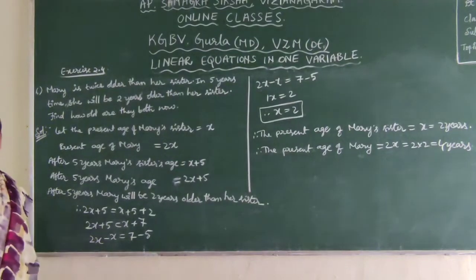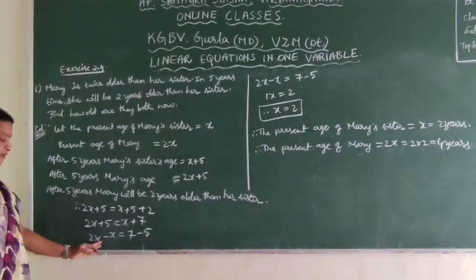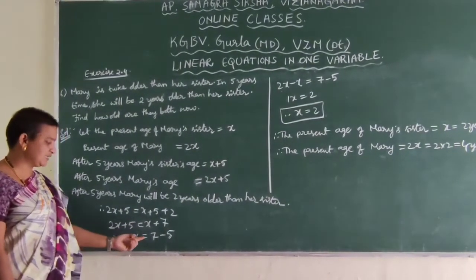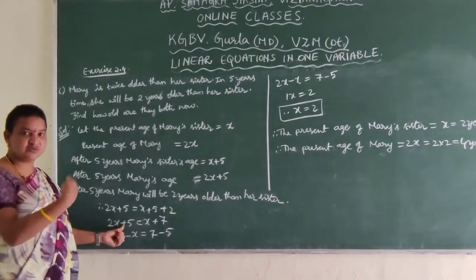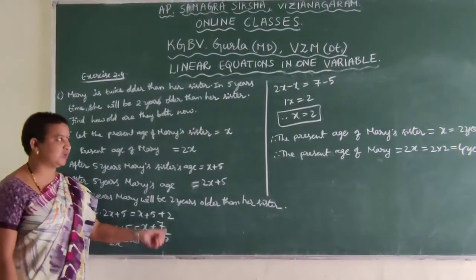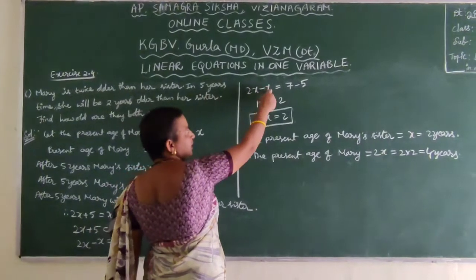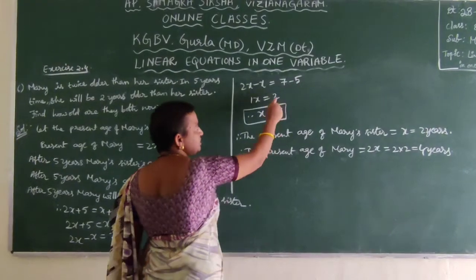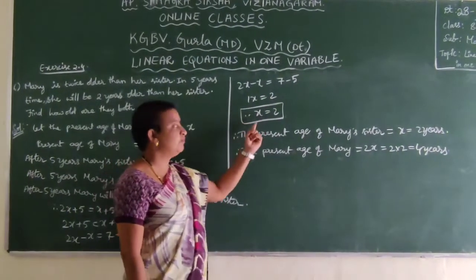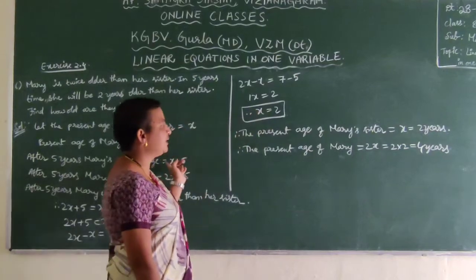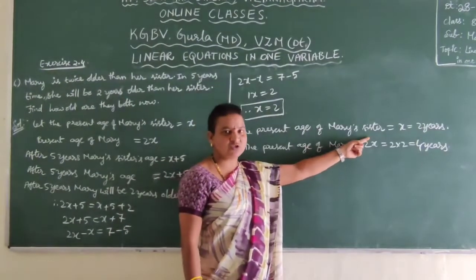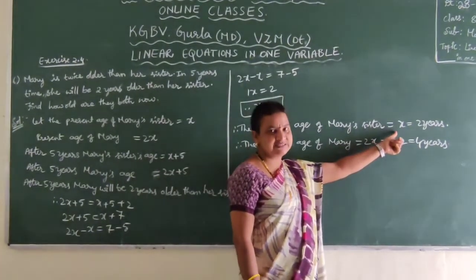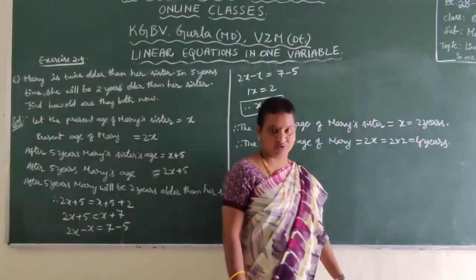Now we have to separate the terms. Transposing plus x to the left-hand side, it becomes minus x. 2x minus x is equal to 7. If we transpose plus 5 to the left-hand side, it becomes minus 5. 7 minus 5. So you have to subtract 1 apple from 2 apples. We get 1 apple. x is equal to 7 minus 5, which is 2. Therefore the value of x is 2. The value of x means the present age of Mary's sister is 2 years. Then the present age of Mary becomes 2 times her sister's age. So 2 into 2 is equal to 4 years.